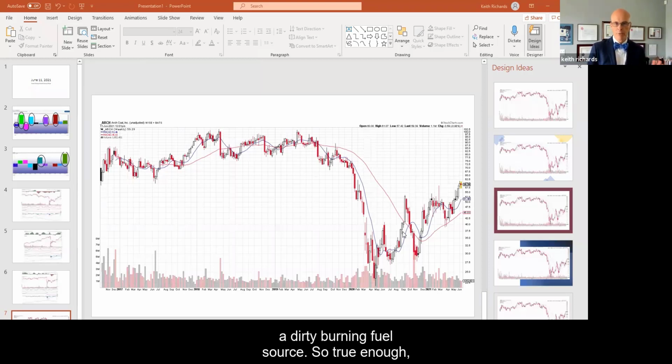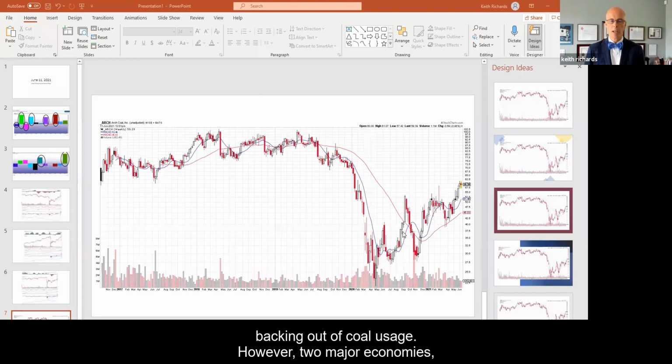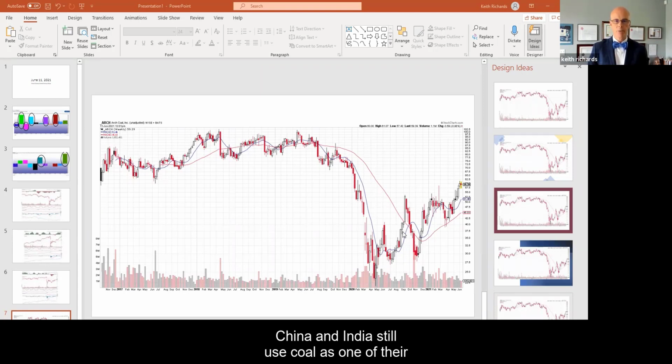True enough, in North America, beyond steel usage, coal is used in steel production, but North America is largely backing out of the coal trade and backing out of coal usage. However, two major economies, China and India, still use coal as one of their main sources of energy. And with that in mind, sure, they both produce coal to a certain extent, but they also import coal.